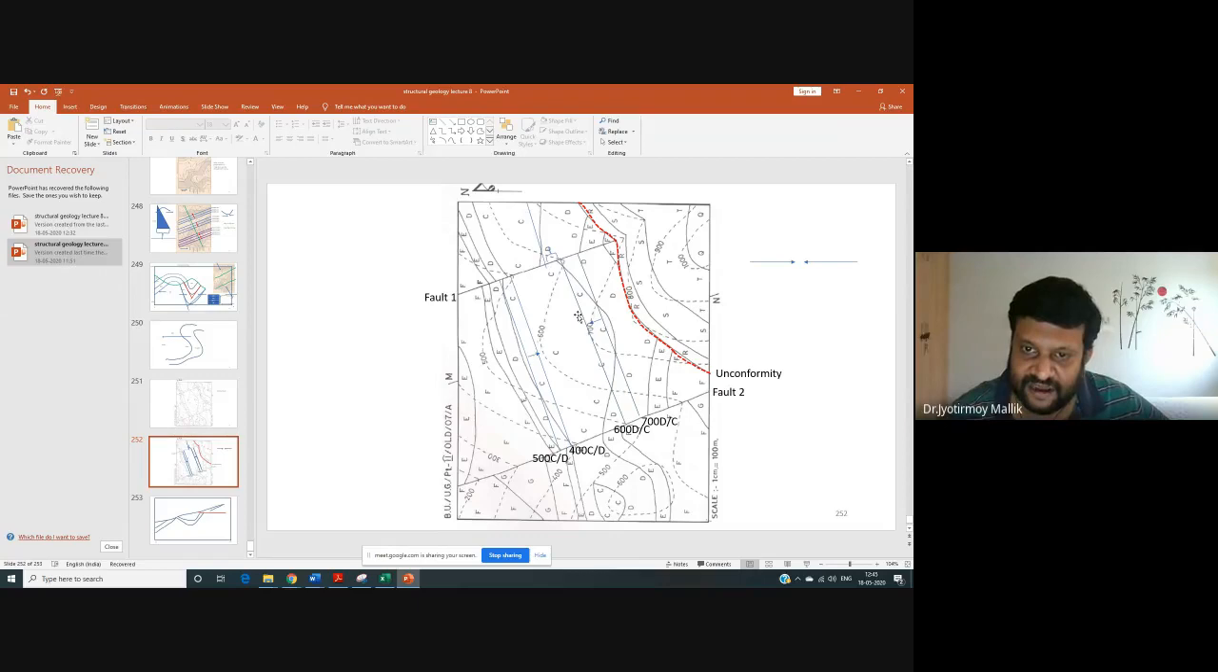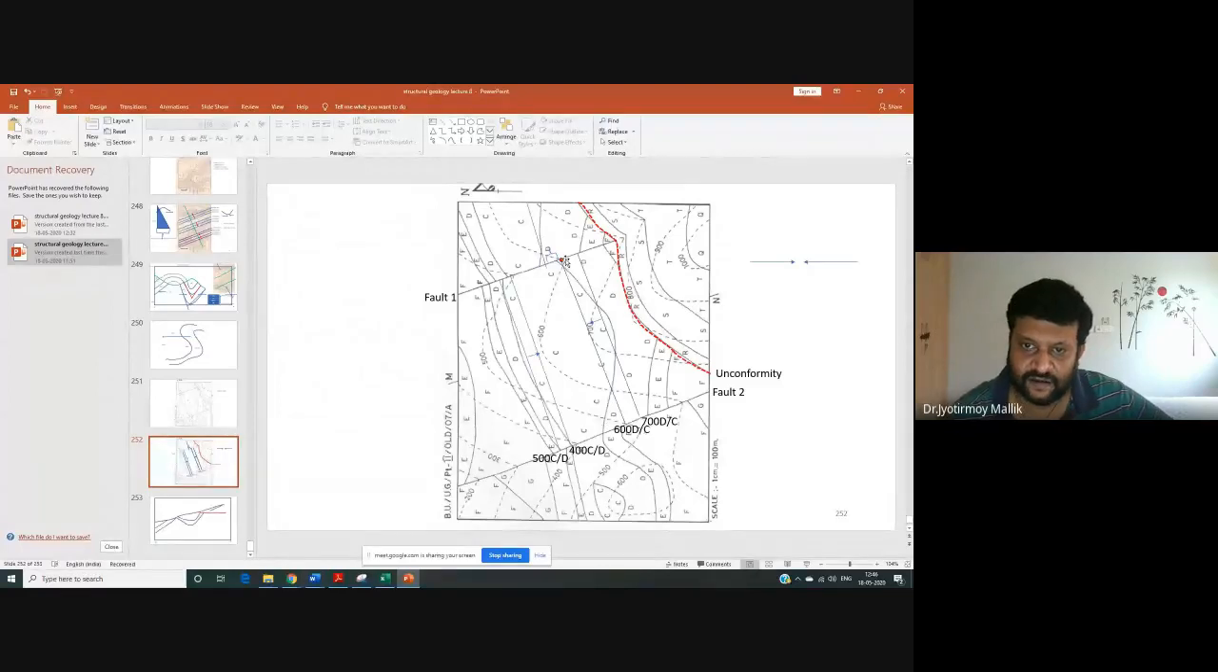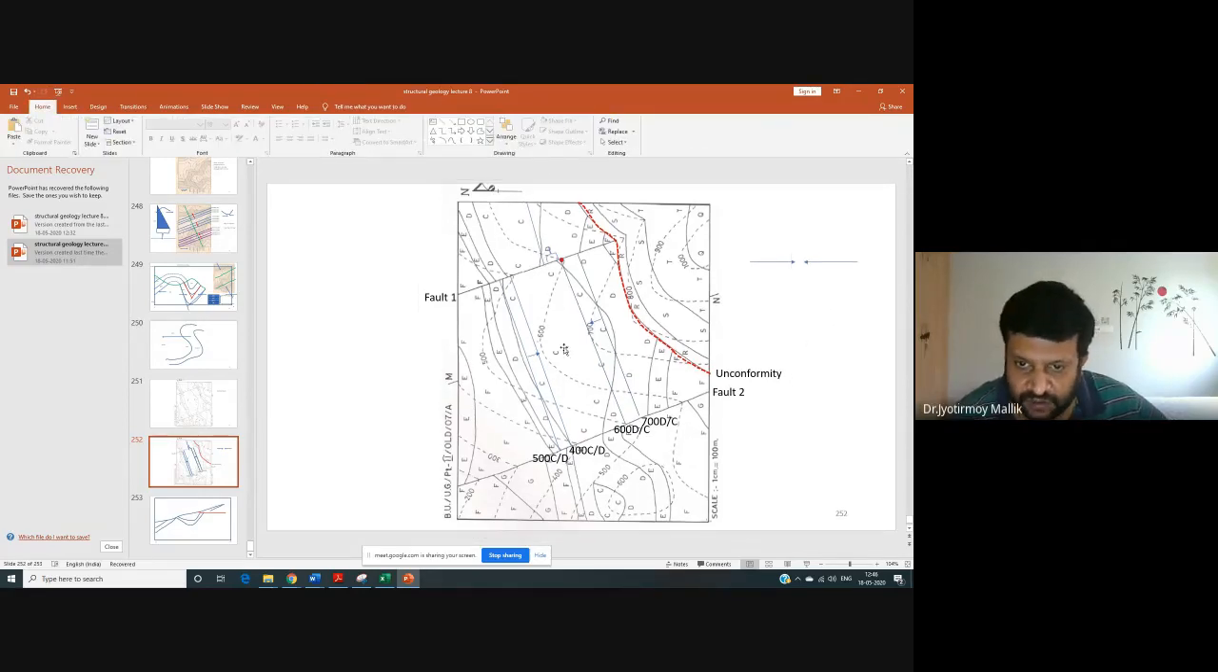So now, for example, here, this is the 600 DC strike line, right? And that terminates at the fault at this point. This is the point of intersection of the 600 DC strike line. You can also see that this particular strike line on the other side of the fault is also 600. Let me check. This is also 600 DC, but on the other side of the fault. So that means this strike line has been displaced from here to here, right?